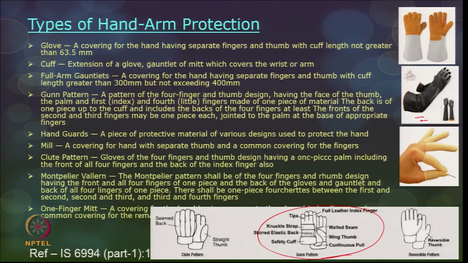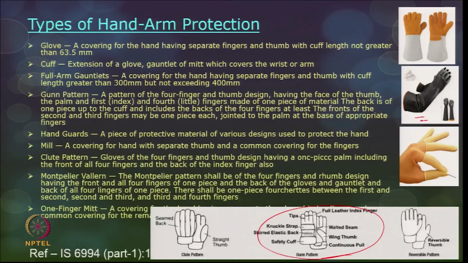It can be worn over and above your gloves or your cuffs. The next is mitt. It is a covering for the hand, leaving a separate one for the thumb and one common covering for all your 4 fingers. Okay. So, it has only 2 partitions, one for the thumb and one for all the 4 fingers.